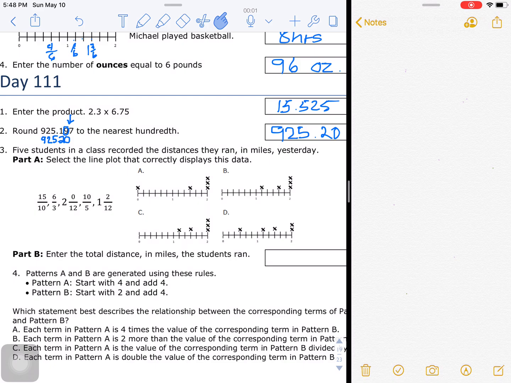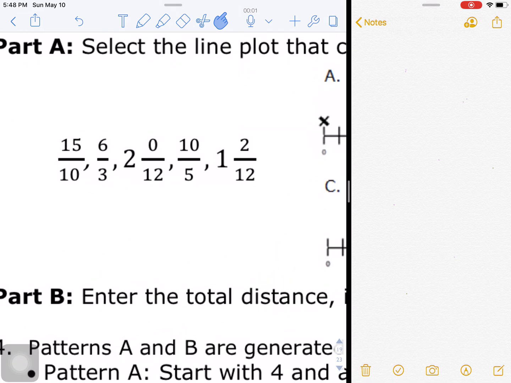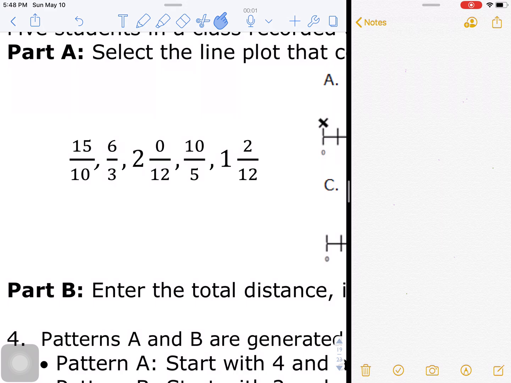Okay, let's move on to problem number 3. 5 students in a class recorded the distances they ran in miles yesterday. Select the line plot that correctly displays this data. Well, the first thing that I want to do here is I want to look at the data, and we want to do a little simplifying here.